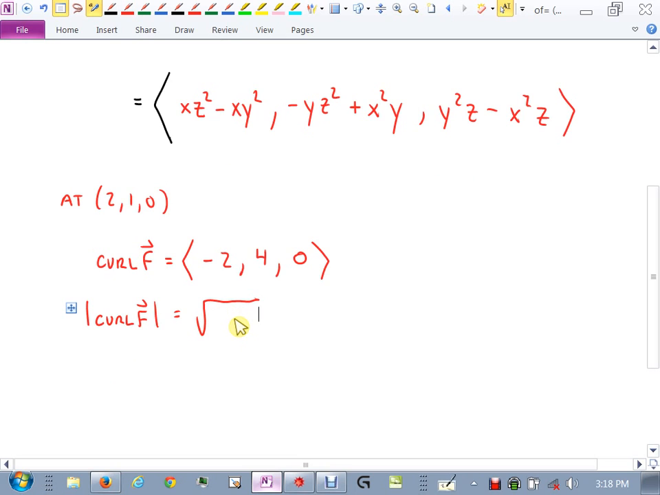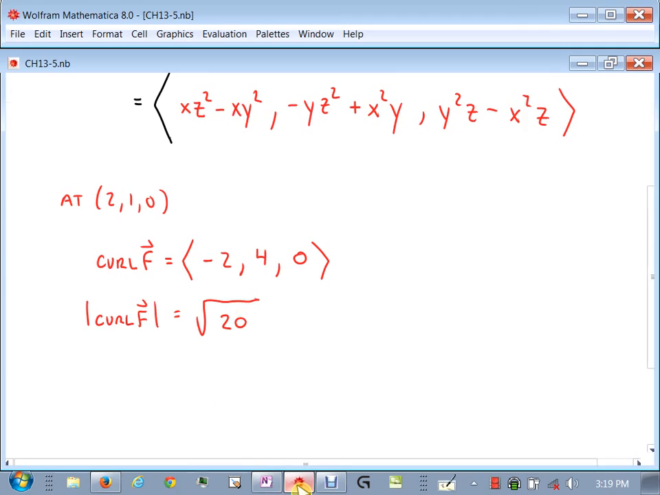Root 20, right? 4 plus 16, square root. That's pretty straightforward, isn't it? I mean, as far as computations are concerned, not a whole lot going on there. All right, now let's look at another one.